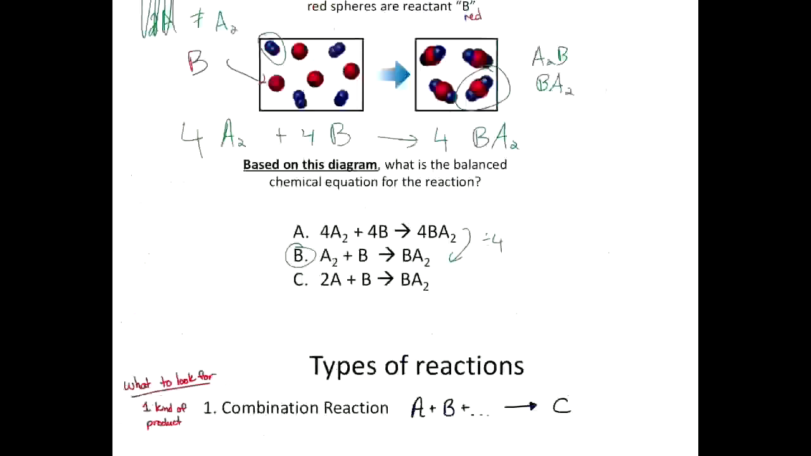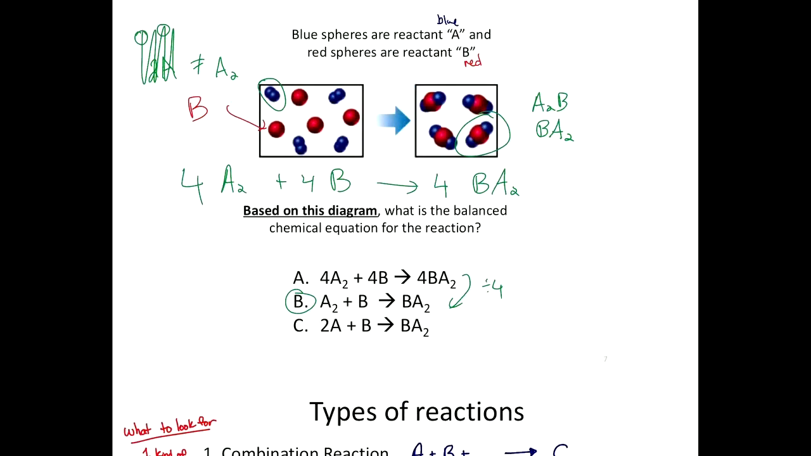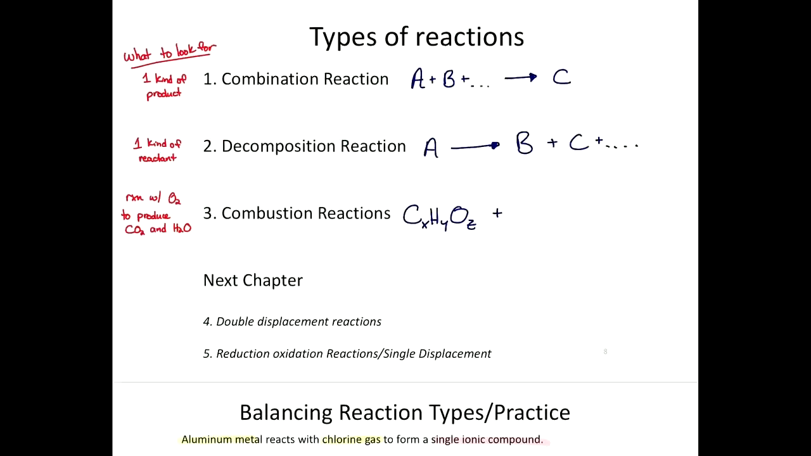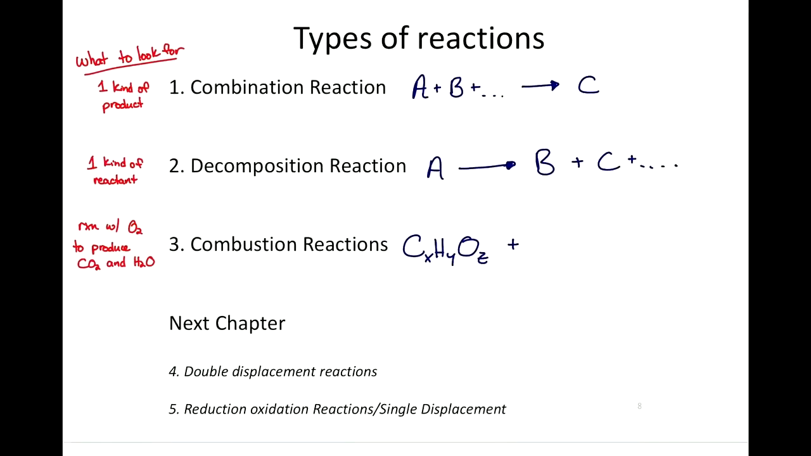Okay, so here's an example where we went through identifying things, balancing those atoms to get the balanced chemical equation. So let's talk about the types of reactions that there are. All right, so there's 3 in this chapter that we'll go over, 2 in the next chapter.